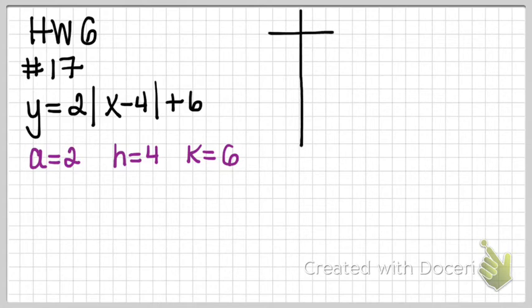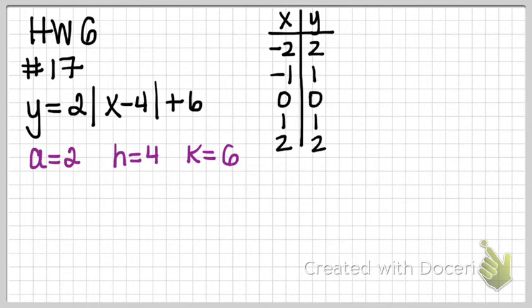So the parent table is the table I had you write off to the side on page 51. This is the parent table for an absolute value function, and this will always be the parent table. So what I want you to do with these 5 numbers is you're going to add the H. And H is what? 4.